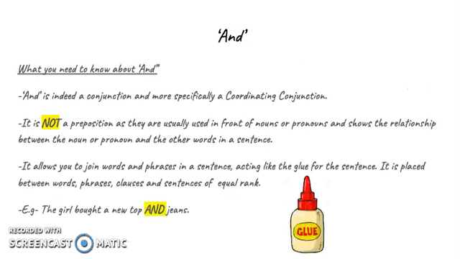What you need to know about "and". And is indeed a conjunction, and more specifically a coordinating conjunction. It is not a preposition, as they are usually used in front of nouns or pronouns and show the relationship between the noun or pronoun and the other words in a sentence. It allows you to join words and phrases in a sentence, acting like the glue for the sentence. It's placed between words, phrases, clauses, and sentences of equal rank. For example, the girl bought a new top and jeans.